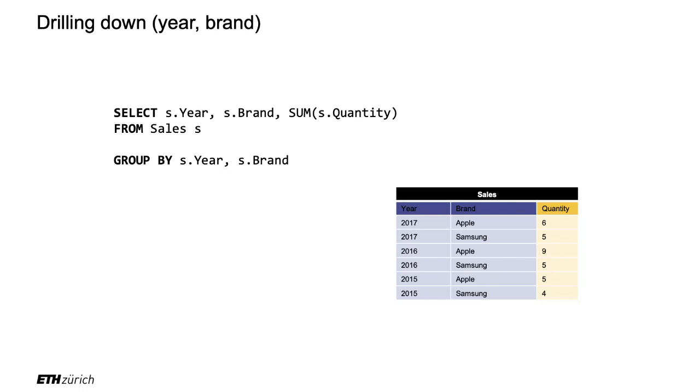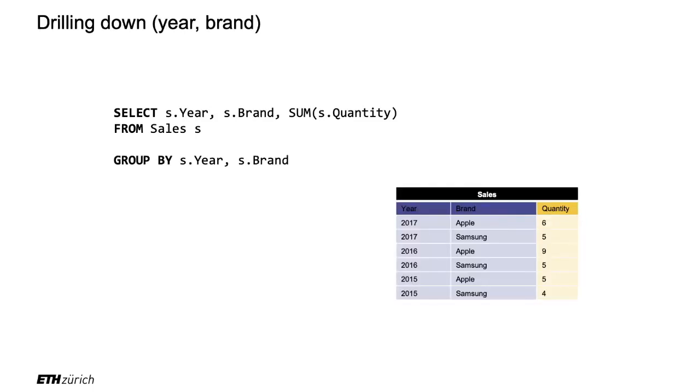The opposite of rolling up is called drilling down. Drilling down means that you take a dimension that was rolled up and you drill down in it, meaning that you add the details on that dimension. So you might have started here and you want to go into the details. You want to know, okay, what is it per year? What is it per brand? And drilling down basically means that you add back dimensions and you go into details.